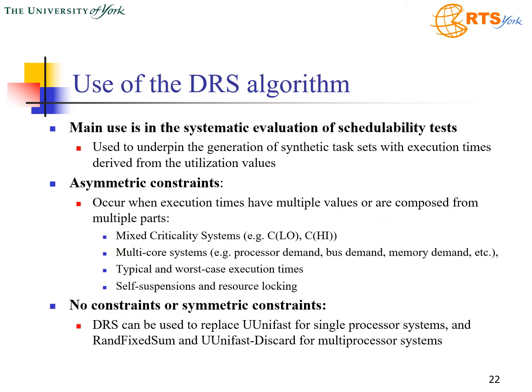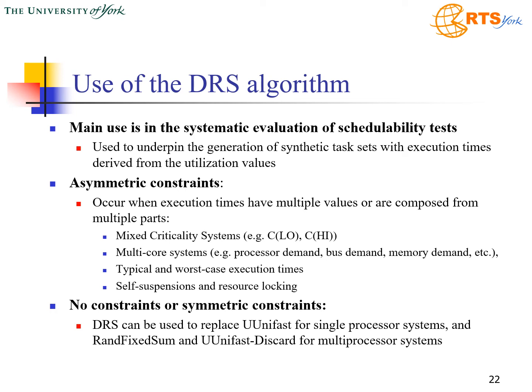The main use of the DRS algorithm is in the systematic evaluation of schedulability tests. Here it's used to underpin the generation of synthetic task sets with their execution times derived from the utilization values that the algorithm produces. The DRS algorithm supports asymmetric constraints.